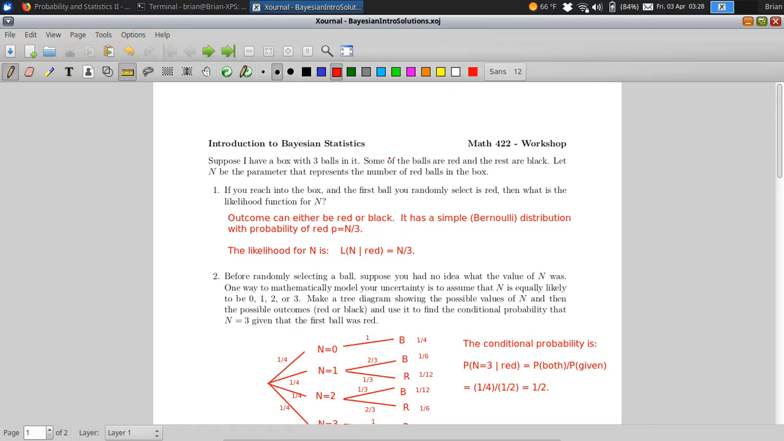Okay, I'm going to solve the problems on the Introduction to Bayesian Statistics workshop. And already here I've got my answers ready to go.